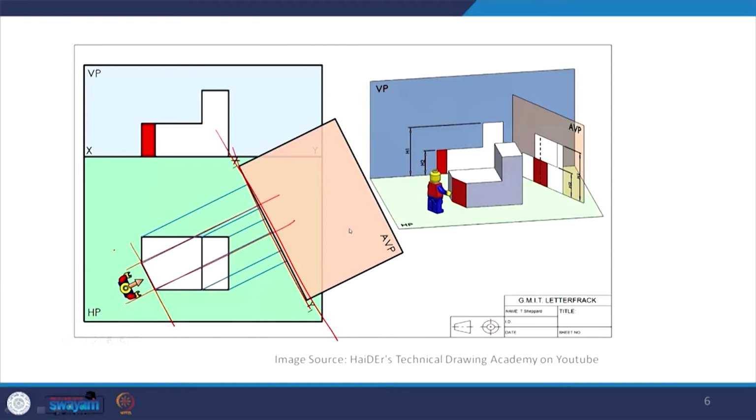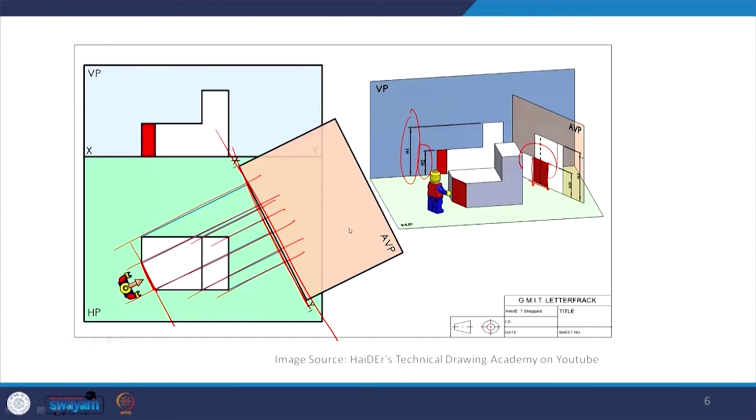The traces from the top view will come directly. We will not measure them. So, the surface which is parallel to the auxiliary plane will be seen in its true shape and size here. Rest of the surfaces around it, they are slightly skewed, but the heights will remain the same. So, heights will be the same.